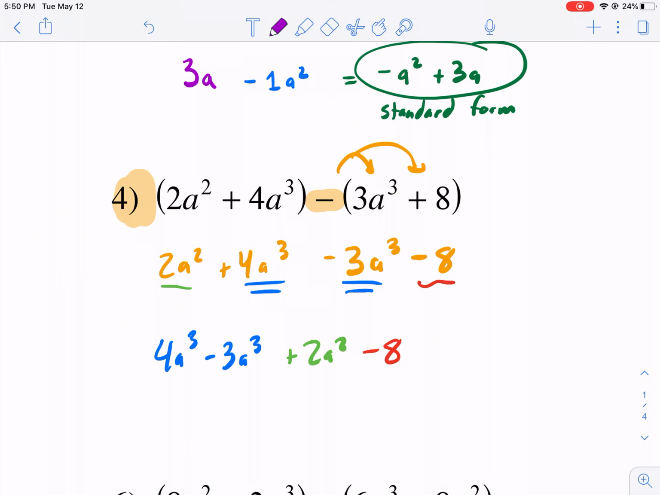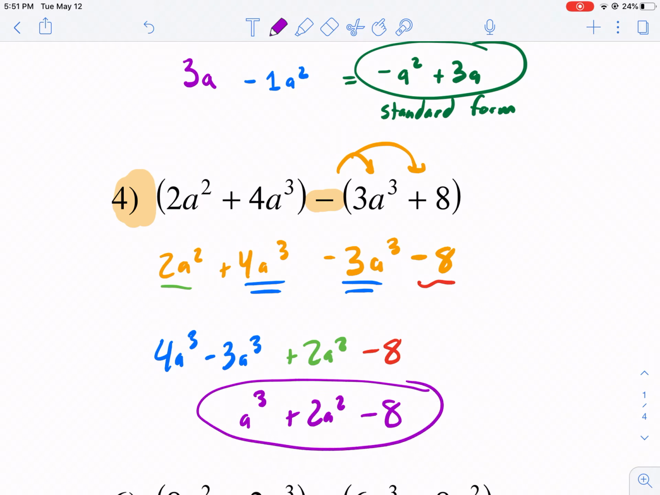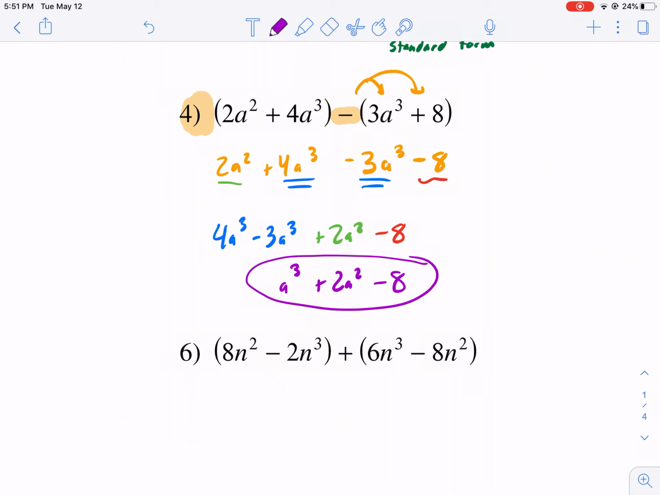And then we're going to simplify. So we have 4a cubed minus 3a cubed. That gives us 1a cubed, plus 2a squared minus 8. We don't need the 1 in front of the a cubed, so we can erase it. It's in descending powers. And there's our final answer.